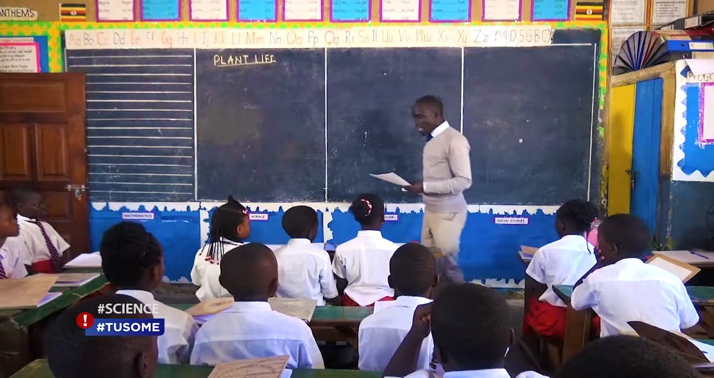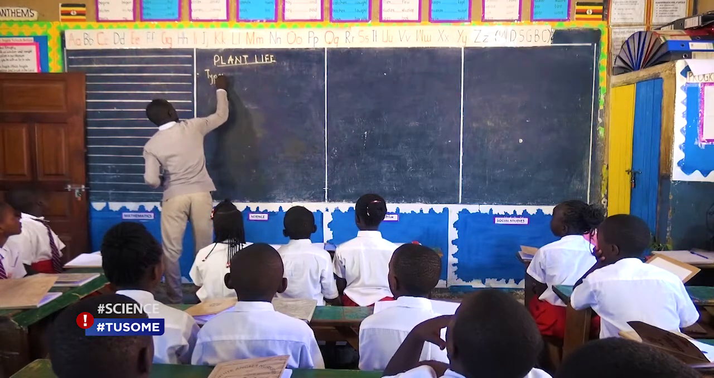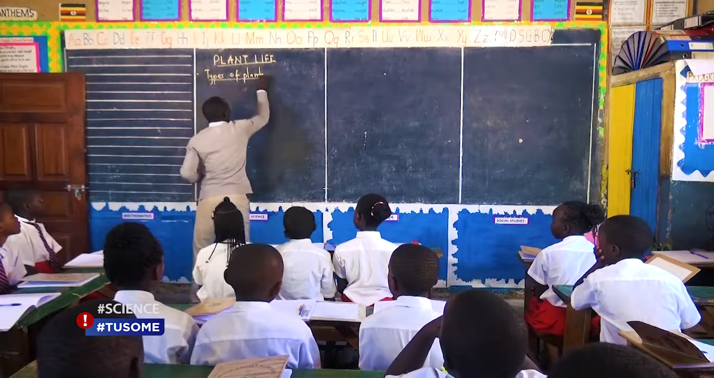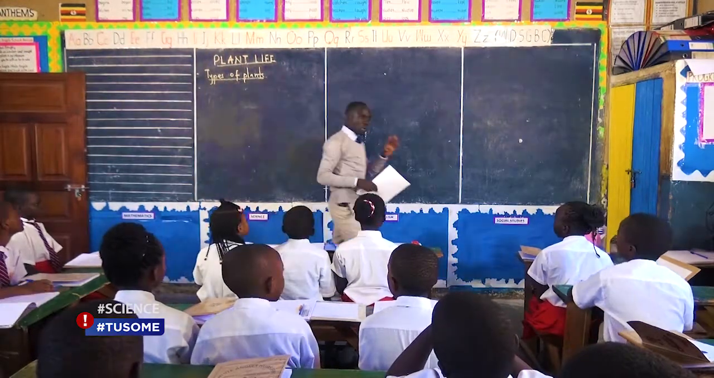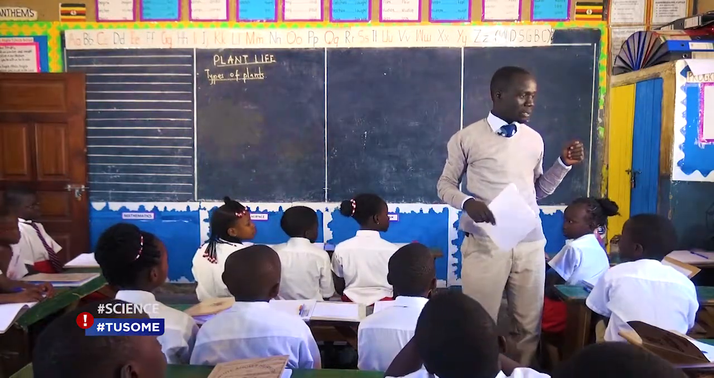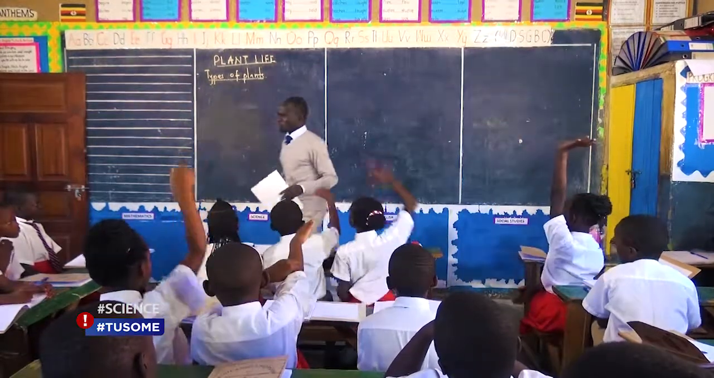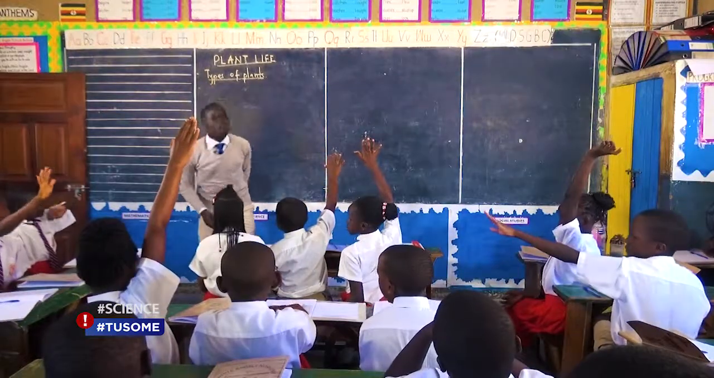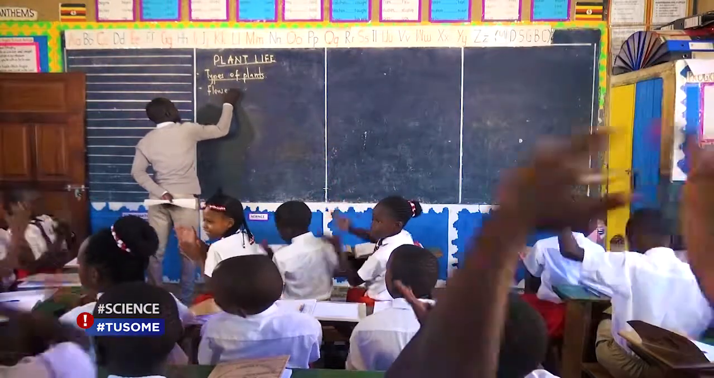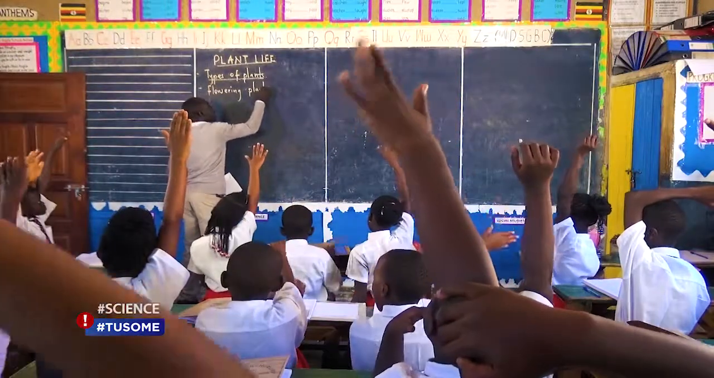Now, under plant life, we are going to look at types of plants. Because the plants are in our environment, I know you might have seen or noticed some parts of plants. Can we mention the types of plants? Yes, Sandy? Flowering. Very good. Somebody says flowering plants. Can you clap for that boy? Great boy. We have flowering plants.